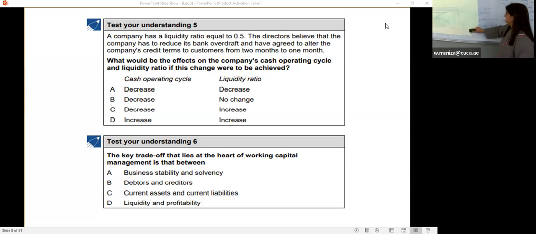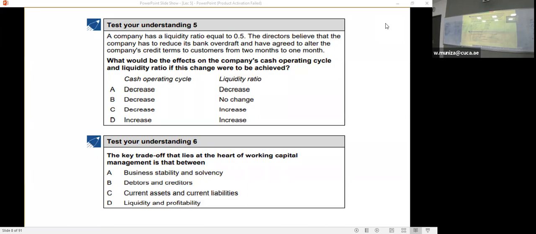Decrease, okay. Because they are reducing their liability to the bank and they are trying to take credit from the customer, so on one side they are increasing and the other is decreasing. Very good. So the cash operating cycle is going to decrease. What about the liquidity ratio? They are trying to write off the liability, so in this case the liquidity ratio will decrease. So both of the ratios are going to decrease. The cash operating cycle is going to decrease and the liquidity ratio is also going to decrease. Ashir, are you clear? Yes.